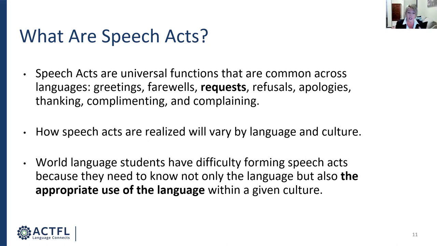So we can teach our students these speech acts, and I love to help students do this by using open educational resources and videos. I'm going to share with you in just a moment some of these resources, but I want to point out the last bullet point on this slide, why it's so difficult to learn pragmatics. Our students have difficulty forming speech acts because they need to not only know the language, but also the appropriate use of the language. So how do we teach our students to be appropriate in the target language culture? Let's take a look at the next slide.